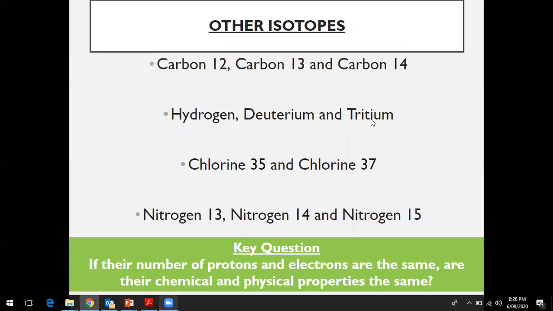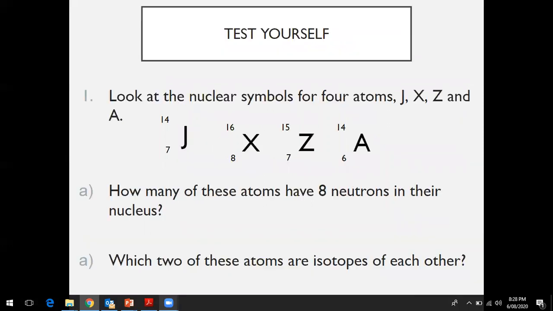Other isotope examples, so you remember a few of them, maybe for hydrogen, carbon, chlorine, nitrogen, just remember a few of them. Okay, now can you do this? Look at the nuclear symbols for the 4 atoms, like J, X, Z, and A. These are not the symbols, they are just the letters representing some of the symbols.